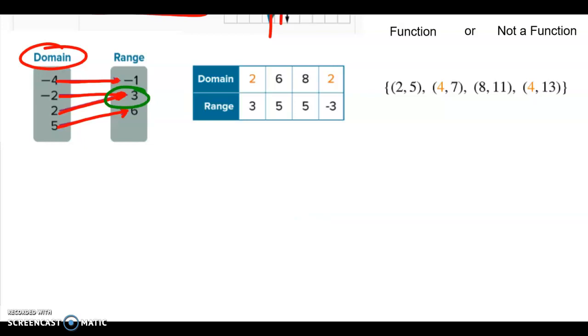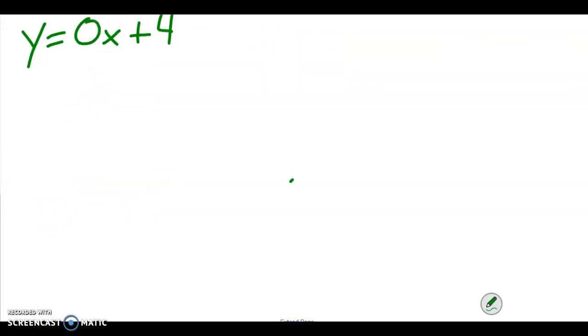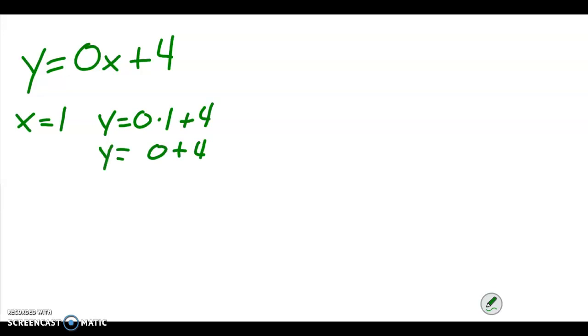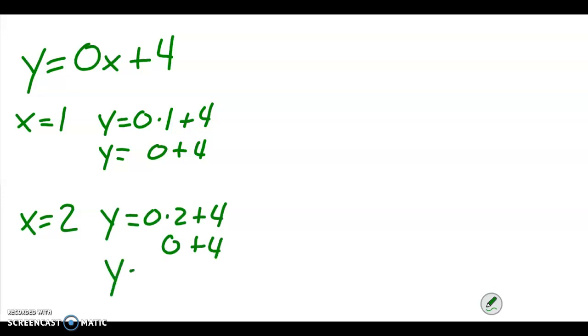All right? That would be like a function of, for example, y equals 0x plus 4. No matter what I plug in for x there, I'm going to keep getting 4 for my answer, right? If I plug in a 1 for x, I'm going to get y equals 0 times 1 plus 4. 0 times anything is 0. 0 plus 4 equals y. Okay? If I plug in 2 for x, y equals 0 times 2 plus 4. 0 times anything is 0. My y again equals 4.